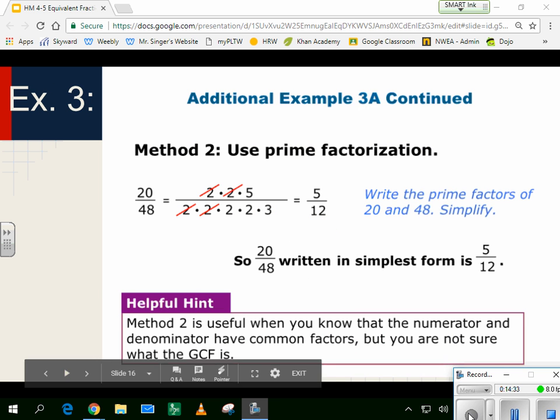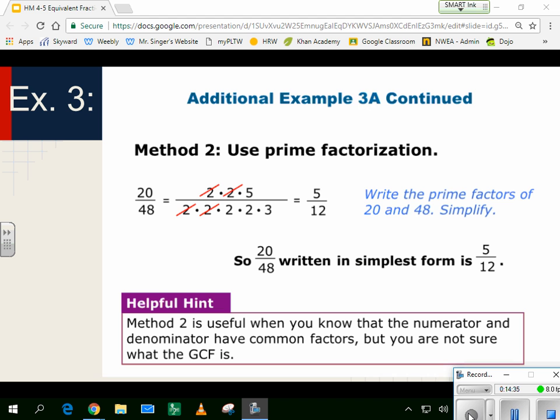All right, so here's how you could use the same one to use the prime factorization method. What you could do is write the prime factors of 20 and 48. The prime factors of 20 is 2 times 2 times 5, and 48 is 2 times 2 times 2 times 2 times 3. It's best if you don't use exponents for this and you just write it out longhand. So the first thing you're going to want to do is cut out the ones they have in common.